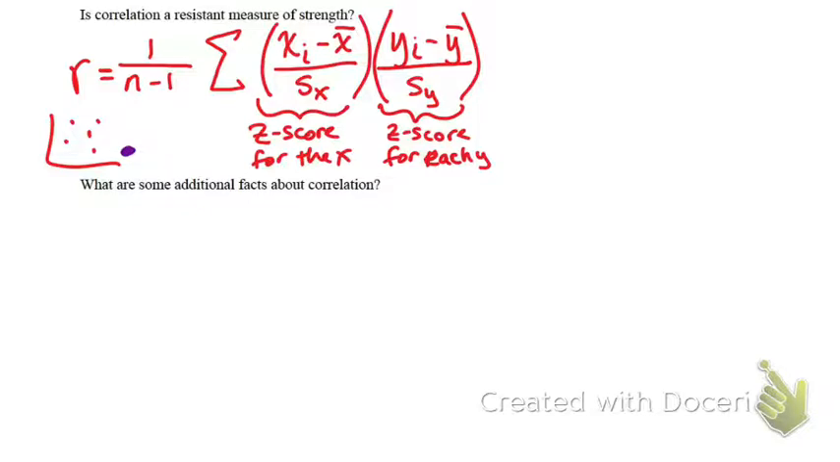A little or a lot? Wait, if you change, so I add another data value. A little bit. Okay, wait. Let's see if it's resistant. It's a little bit. So let's think about this.